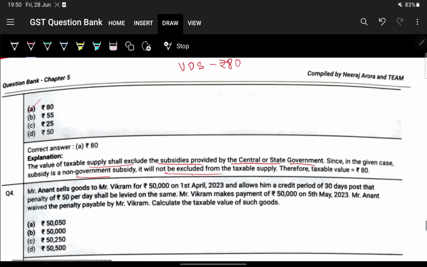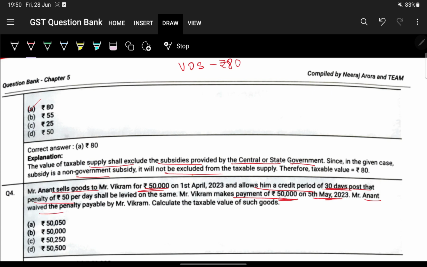Okay, next. Anand sells goods to Mr. Vikram for 50,000 rupees, and allows him a credit period of 30 days. Post that, a penalty of 50 rupees per day shall be charged. Vikram makes the payment of 50,000 on 5th May. Mr. Anand waived off the penalty.